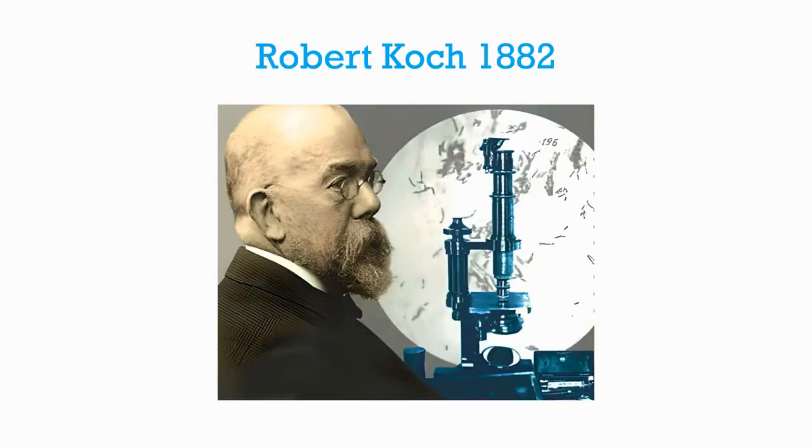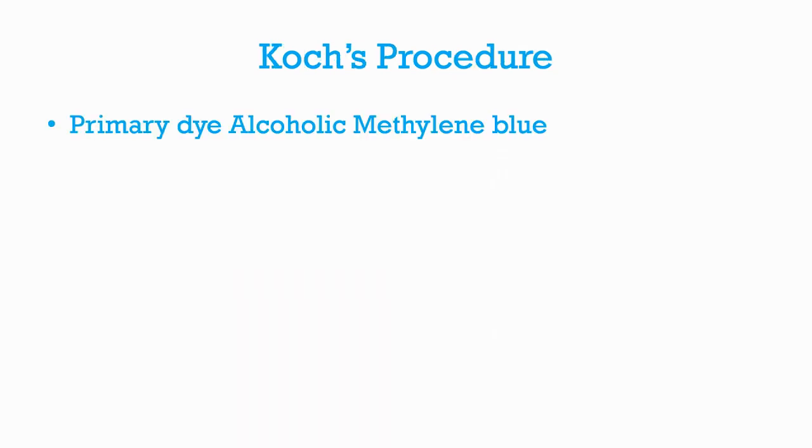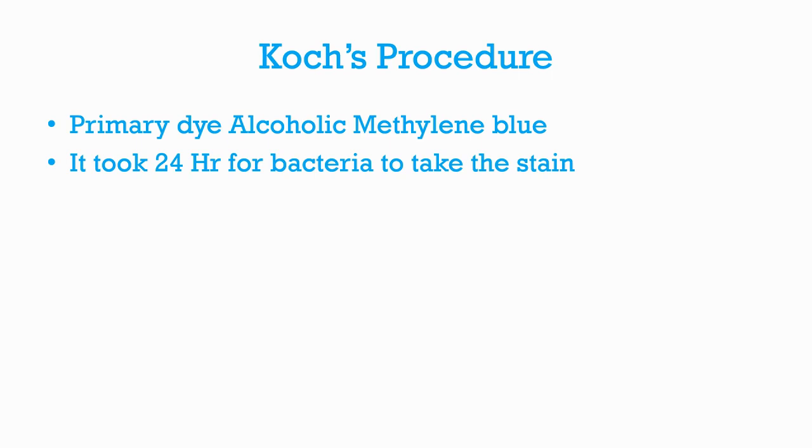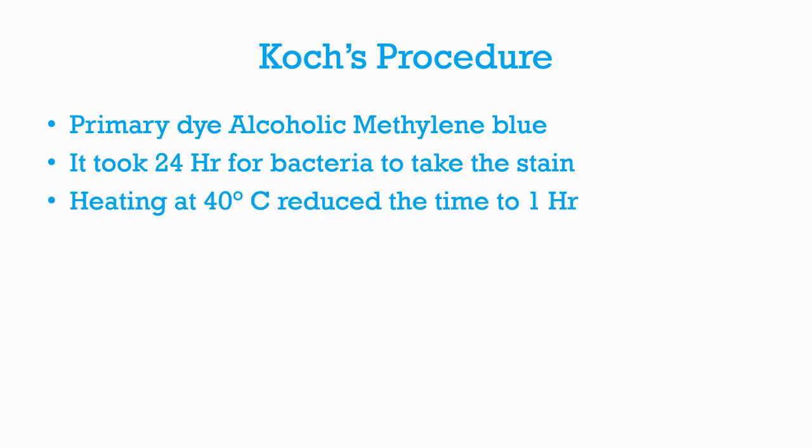In 1882, Robert Koch reported the discovery of the tubercle bacillus in a patient sample using a complex staining procedure. In Koch's procedure, the heat-fixed smears were placed in an alcoholic solution of methylene blue. It took prolonged immersion in dye for up to 24 hours for the bacteria to get stained. Robert Koch discovered the hot staining method and found that when immersed in methylene blue dye at 40 degrees centigrade in a water bath, it took only 1 hour for the bacteria to get stained.